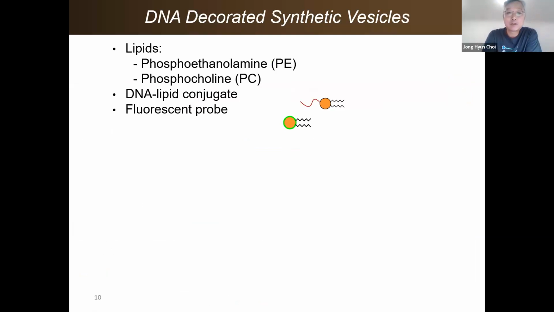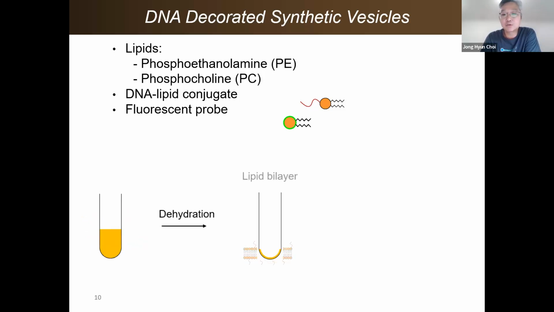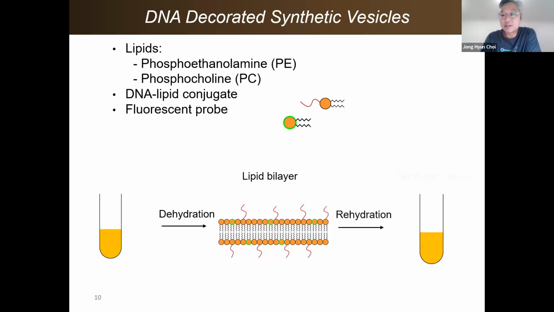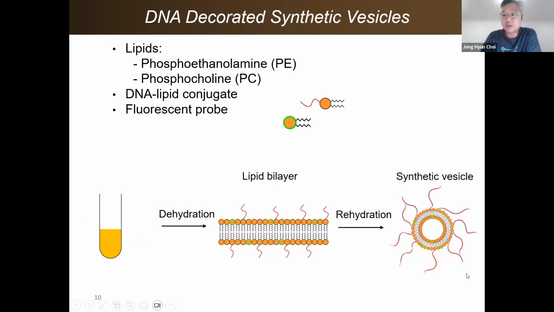The way we constructed our synthetic cells is by using a couple of different phospholipids, PE and PC, and we also use click chemistry to attach the designed DNA walkers onto lipids. For visualization we use fluorescent probes, and then we do self-assembly to form lipid bilayers and synthetic vesicles. As we'll see in the next slides, these are fairly small unilamellar vesicles functionalized with DNA walkers.